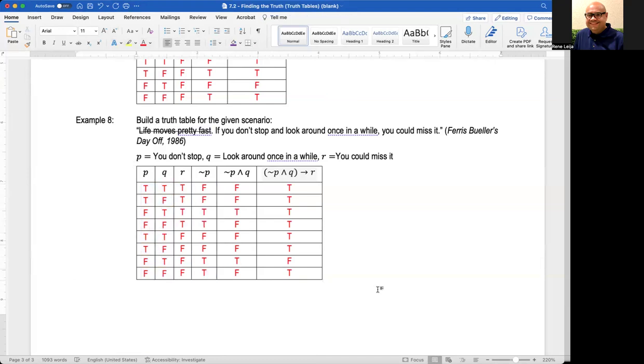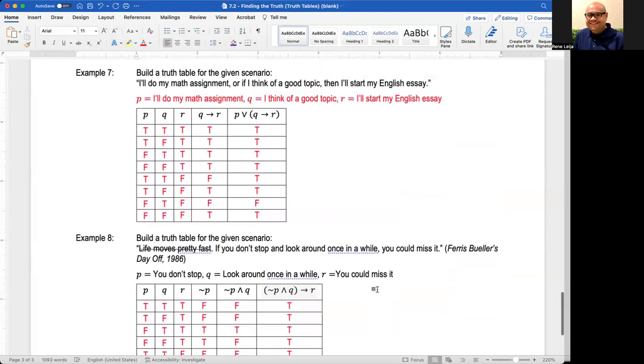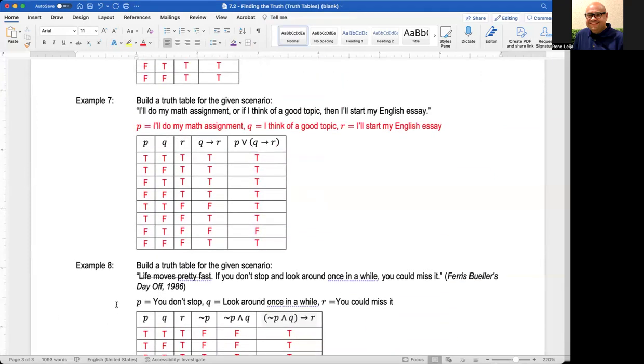Okay. All right. And your problems are going to look exactly like this on the test. So let's see. The only thing I needed to do was put this in red.